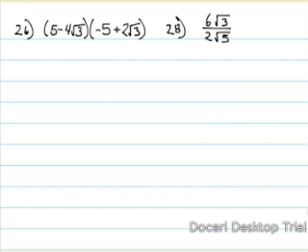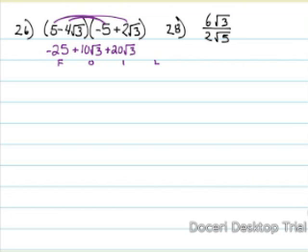26, another foiling problem. So we're going to want to take, again, the firsts, outers, inners, and lasts. So 5 times negative 5 is negative 25. 5 times 2 radical 3 is positive 10 radical 3. Negative 4 radical 3 times negative 5 is plus 20 radical 3. And negative 4 radical 3 times positive 2 radical 3 is going to give us a minus 8 radical 9. So we're going to simplify down a little bit here. We're still going to have our negative 25.